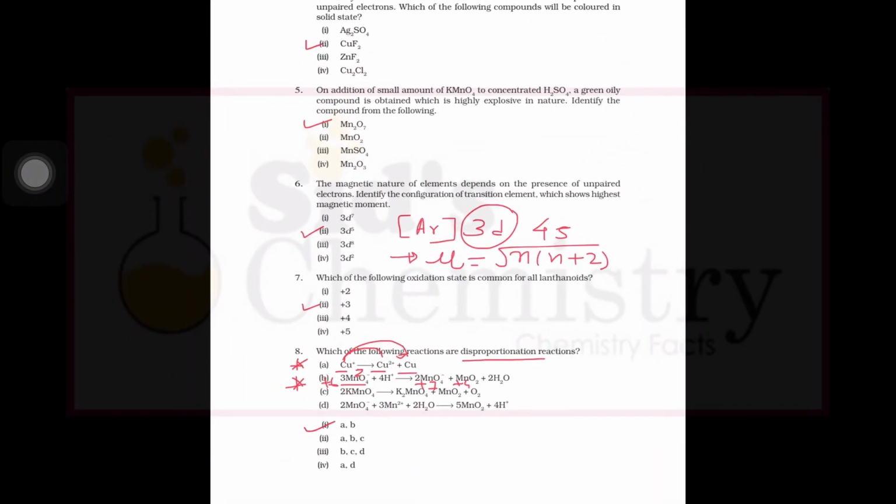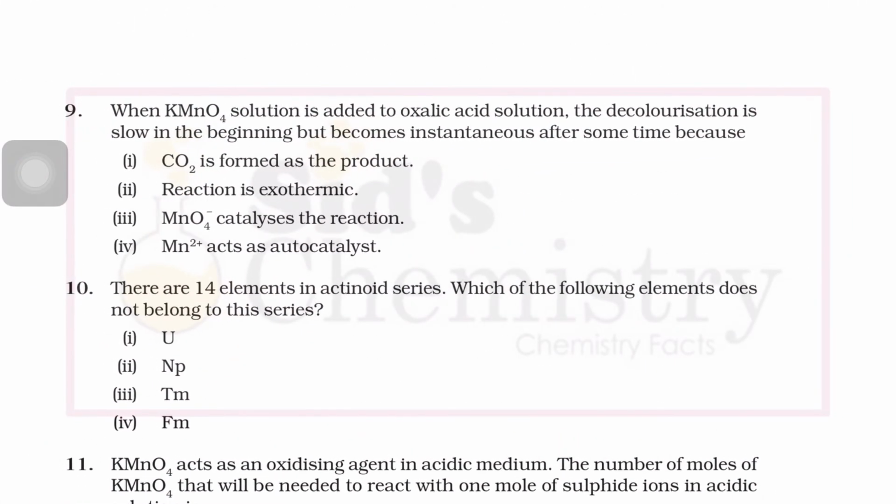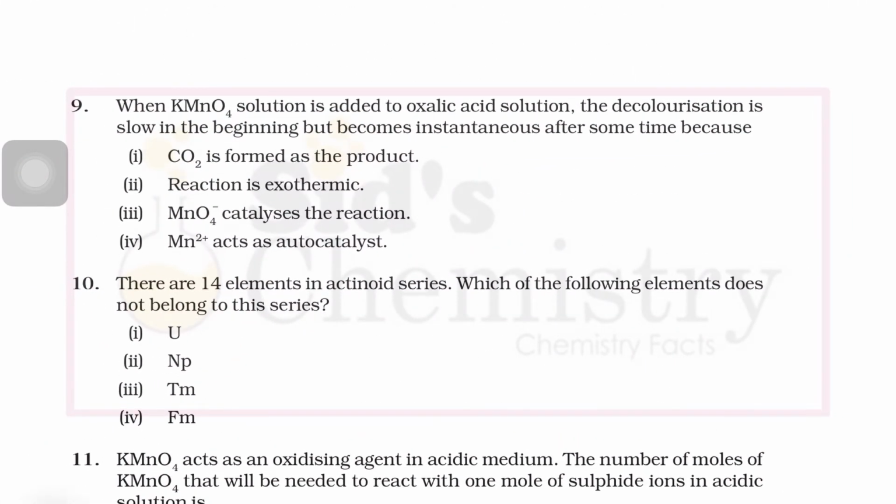Now we are going to the next question on the next page. Question number 9. When KMnO4 solution is added to oxalic acid solution, the decolorization is slow in the beginning but becomes instantaneous after some time because: option 1, CO2 is formed as a product; 2, the reaction is exothermic; 3, MnO4 minus catalyzes the reaction; and 4, Mn2 plus acts as an autocatalyst. The fourth option is the correct answer to this question, so we have to select the fourth one.